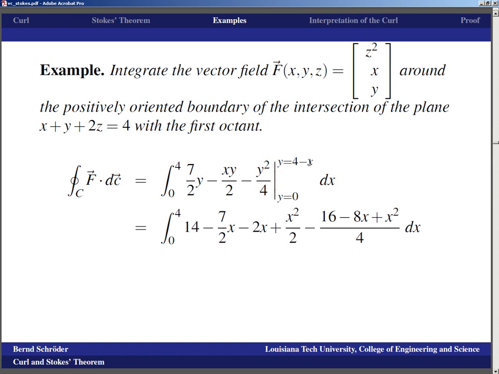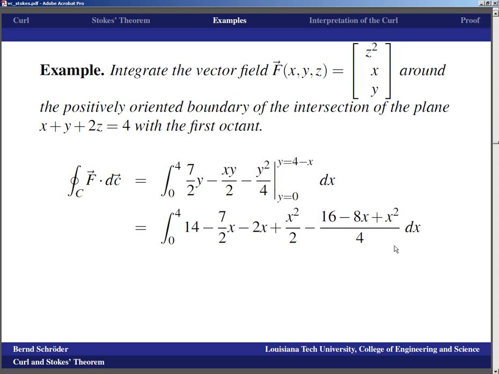We get 4 minus x times 7 halves, which is 14 minus 7 halves x. Then we get x halves times 4, which, with a minus sign, is minus 2x, and we have x halves times x times minus x, which is minus x halves times minus x, which is plus x squared over 2. We have minus y squared over 4. Well, 4 minus x squared is 16 minus 8x plus x squared, the whole thing divided by 4, and we subtract 0, so that's not much of a contribution there, and from the lower bound.